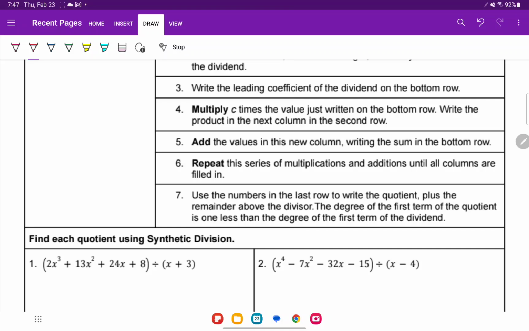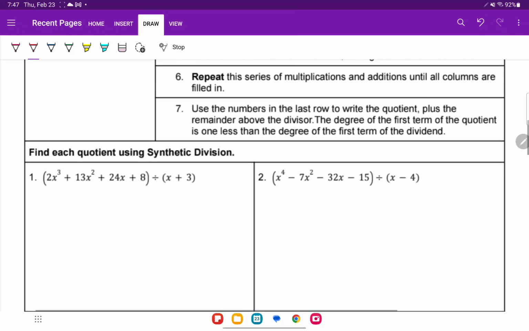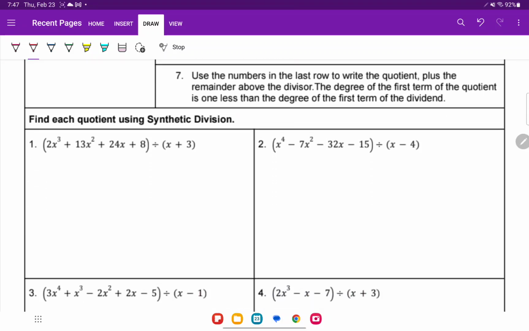All right, so number 1 says find each quotient using synthetic division. For number 1 here, the first thing we're going to do is take that x plus 3, set it equal to 0, and solve it. So when we subtract the 3, x equals negative 3. This is called a pivot point. So we're going to take that number and draw an upside down division sign. And this x equals negative 3, we're going to place negative 3 on the top left on the outside.